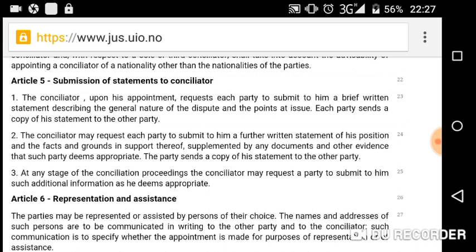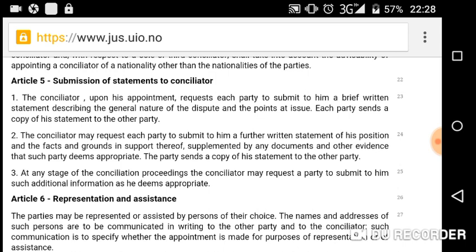Or a written statement to describe the general nature of the dispute, and the points at issue. Each party sends a copy of his statement to the other party.